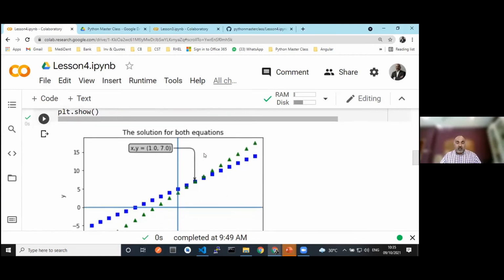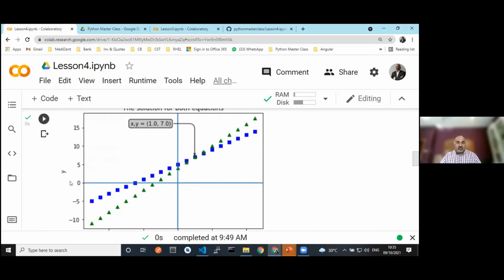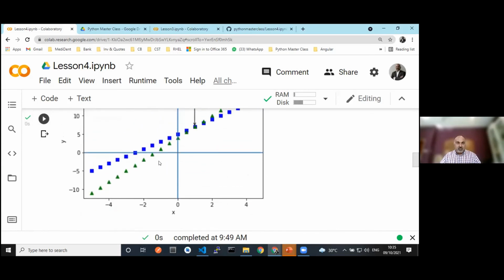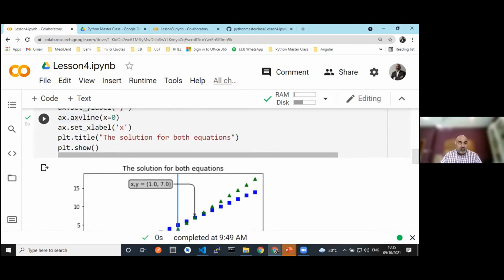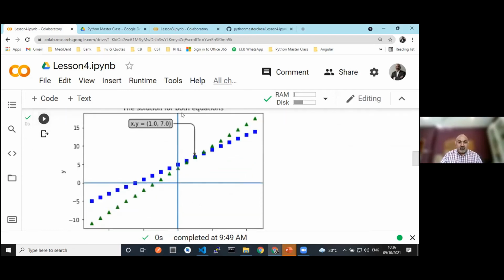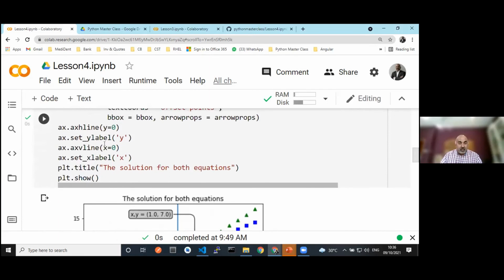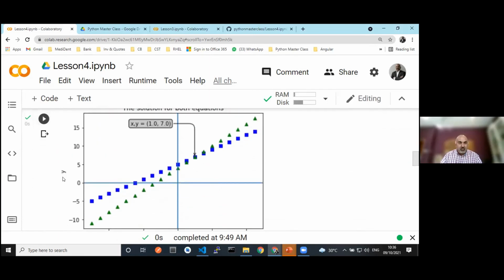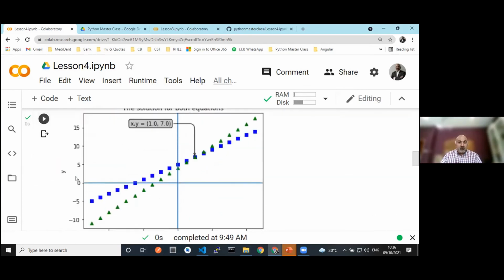If you look at the code above here, it's putting the title, which is the solution for both equations. I'm setting a label for x, so it's showing x here, and then I'm creating a vertical line where x equals 0. So this is the x equals 0 line. Then I am creating a label for y, which is right here. Then we are creating a horizontal line where y equals 0 right here.